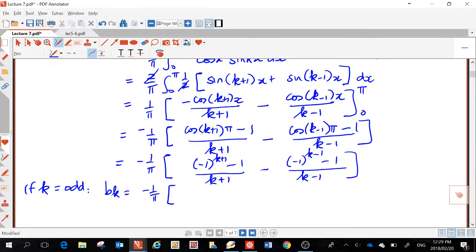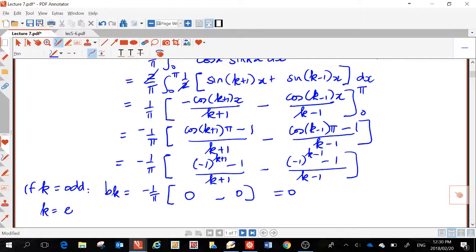So if k is odd, you agree that k plus 1 will become even. K is odd, k plus 1 is even. So minus 1 to the power even is plus 1. Plus 1 take away 1 is 0. You get 0. Likewise, minus k. So this is odd minus 1, which is even. Minus 1 to the even is plus 1. 1 minus 1 is 0. So effectively, this is 0.